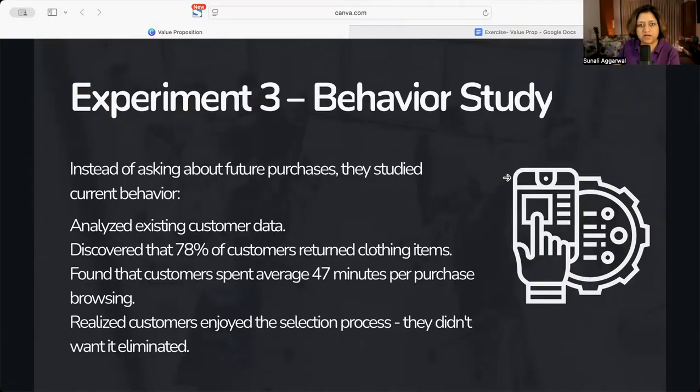Behavior study. Instead of asking about future purchases, they studied current behavior. Now they went back to their data to see behavioral patterns. They discovered that 78% of the customers were returning clothing items. They found that 47 minutes were spent per purchase, and they realized they enjoyed the selection process. They didn't want it eliminated. Even though a lot of people said, I want to save time and money, they actually enjoyed the selection process.